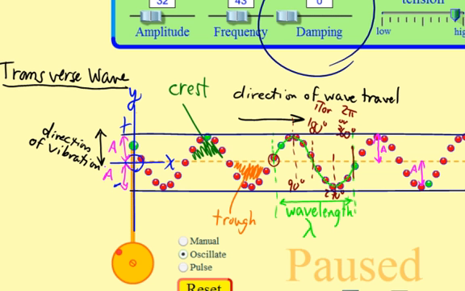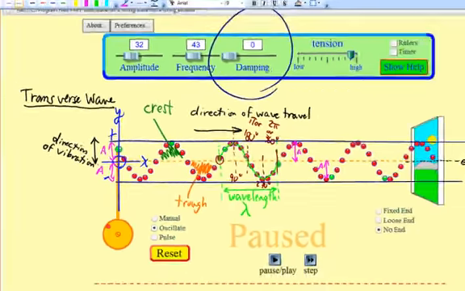So we've got several parts. We have the equilibrium position, we have the crest, we have the trough, we have the wavelength, we've got the amplitude, we've talked about the direction of travel and the direction of vibration, we've talked about the different phases of the wave, 0 to pi, 2 pi for a complete cycle. Those are parts of transverse waves.